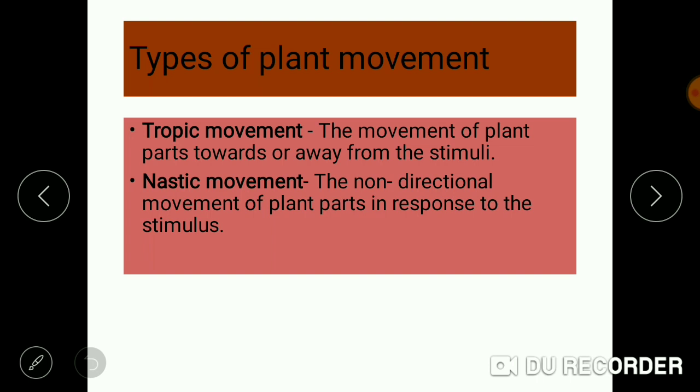The plant is responding to the stimulus, and that response will be non-directional, either towards the stimulus or away from it. That will not be clear. While in the case of tropic movement, the response of the plant will either be positive or negative, and that will be clear.